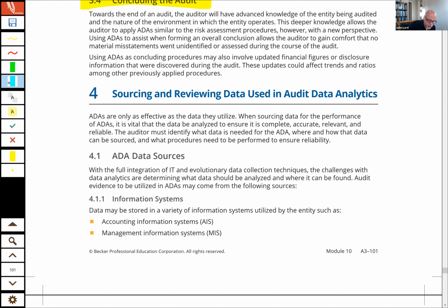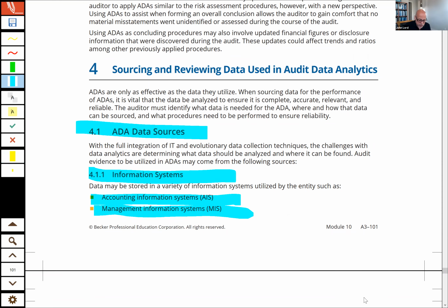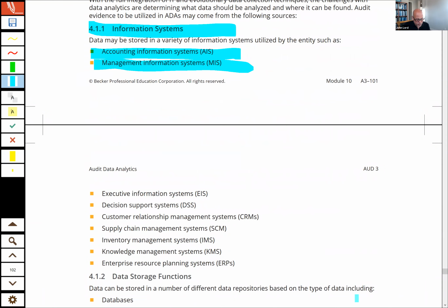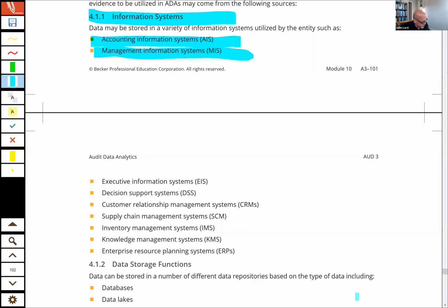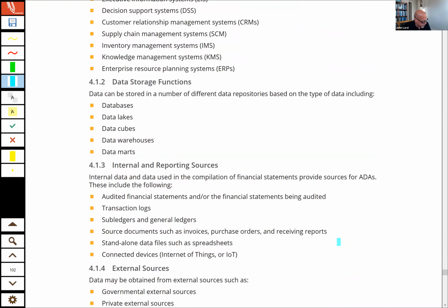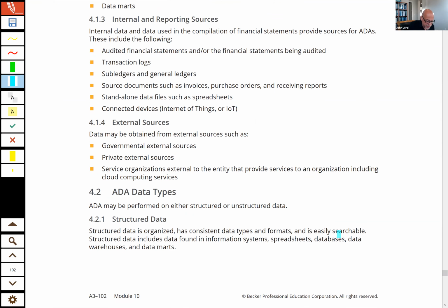Okay. Now, the sources for your data analytics obviously are going to be your various information systems, the accounting information system, management information system, etc. But just remember, information systems that are more robust are going to provide more data that can be used in data analytics. Okay, good. So let's go ahead and take a look at the different data types. You can have structured data, and structured data is organized, easily searchable. So hopefully you have clients that have structured data that you can then do whatever sorts or extractions or whatnot that you want to do on.